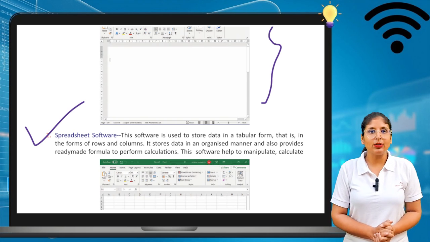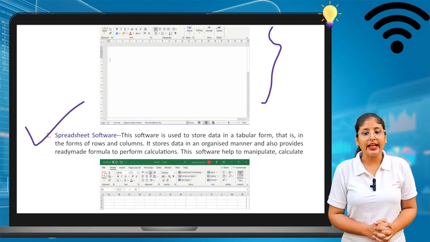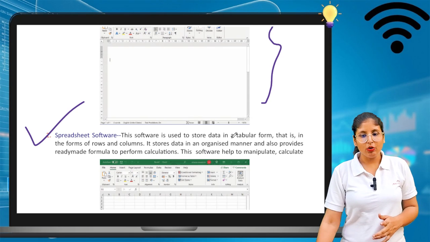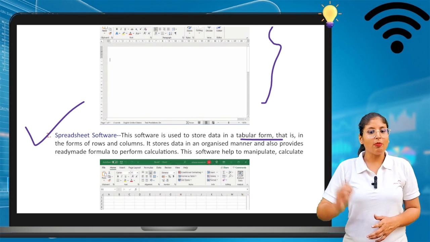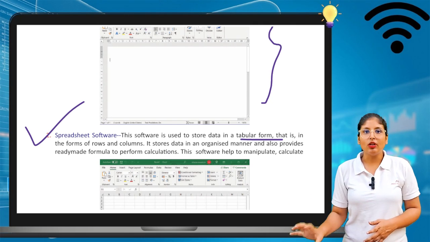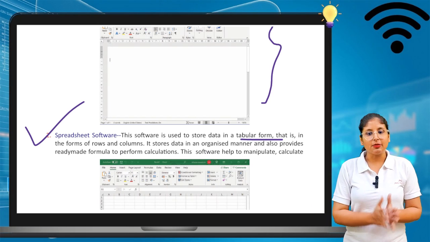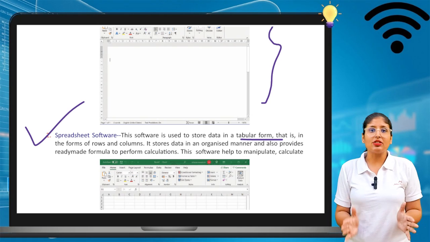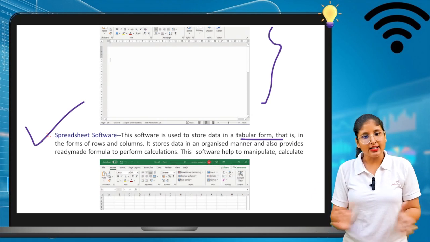How can we use it? Let's see. This software is used to store data in a tabular form, in the form of rows and columns. In rows and columns, we can preserve and store our data in an organized manner. So in the spreadsheet, we can store our data in a very organized way.